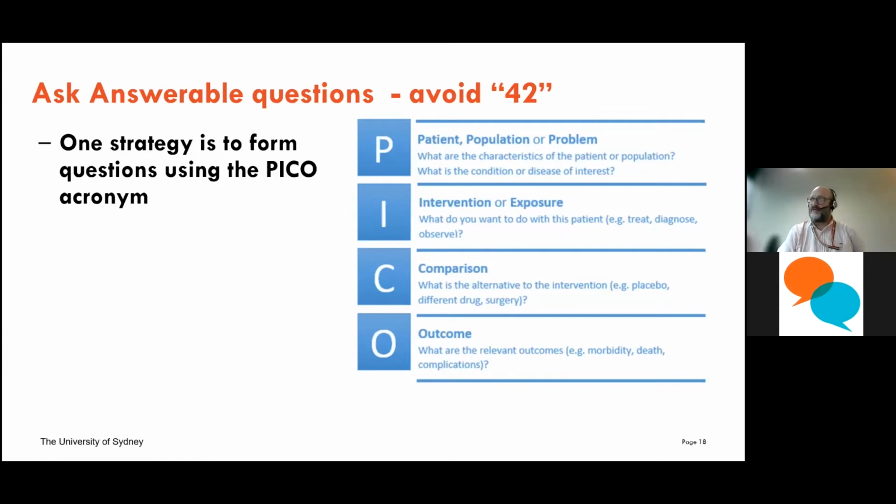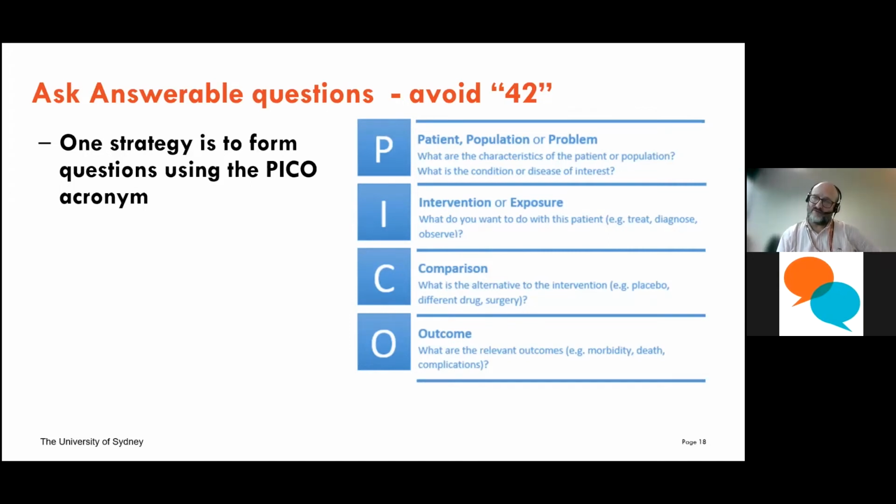What are the characteristics of the patient or population or the problem? What's the condition? Now, this comes from a reasonably medically oriented space, so the language is a bit focused in that way, but I think it still has some interesting, useful features. What is the intervention or the exposure? What's the procedure? What's the process that we're talking about? That's the I in PICO.